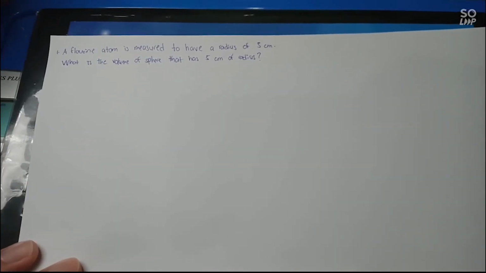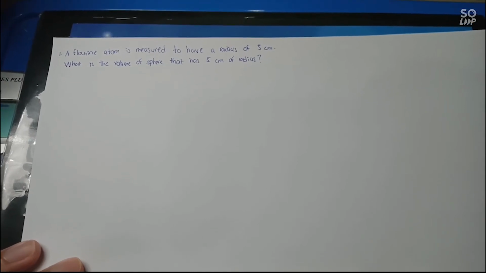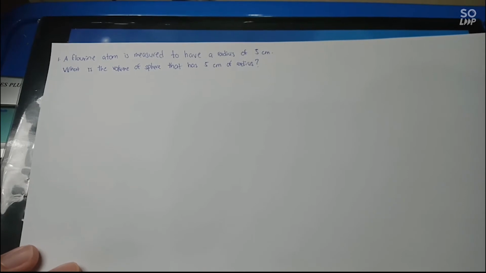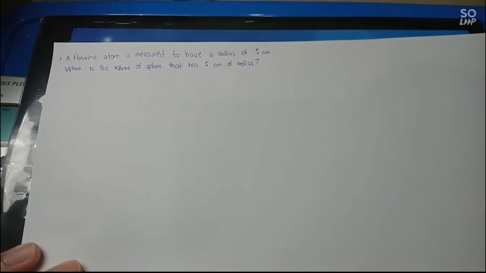I'm going to show you the example question of sphere. So let's go to the first question. The first question asks, a fluorine atom is measured to have a radius of 5 cm. What is the volume of sphere that has 5 cm of radius?